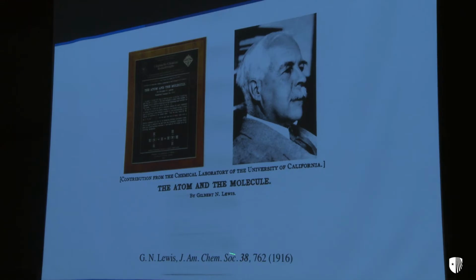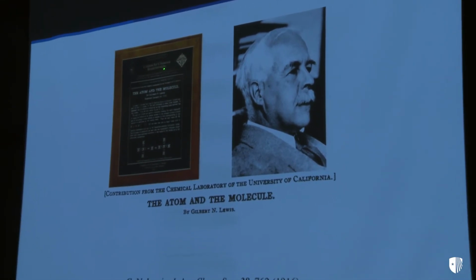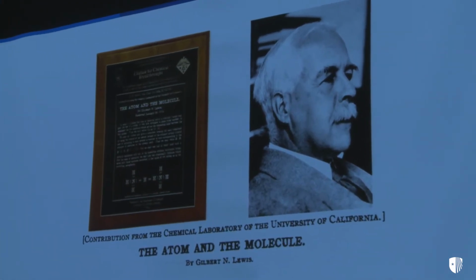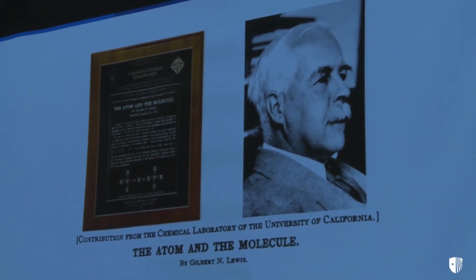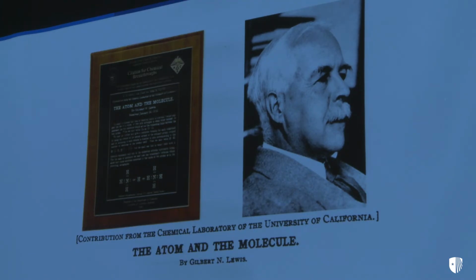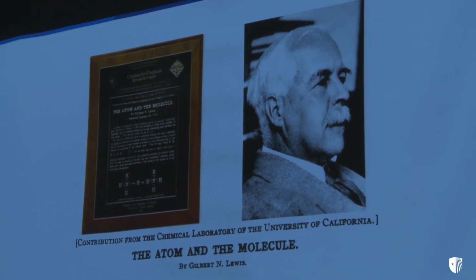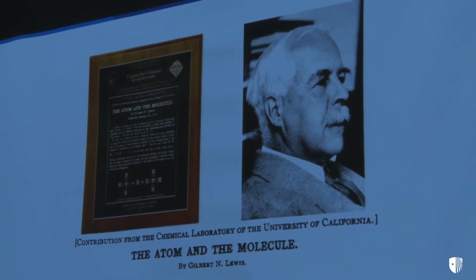Lewis published a paper in 1916 that is now a citation for chemical breakthrough from the ACS, which is even better than the best prize in the world. If you get one of these, you've done something significant and lasting in chemistry. So in this paper, all of you should read this paper if you haven't. He outlines his ideas about how linking atoms together and how they make molecules and what governs that interaction.